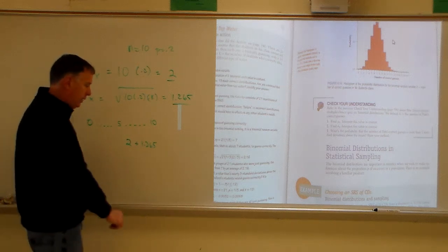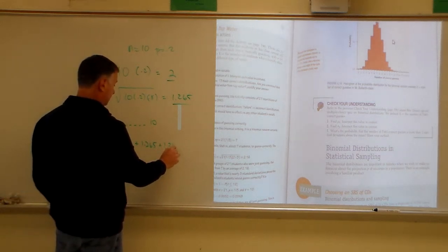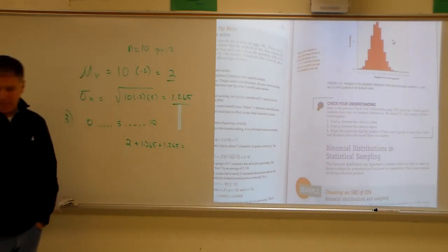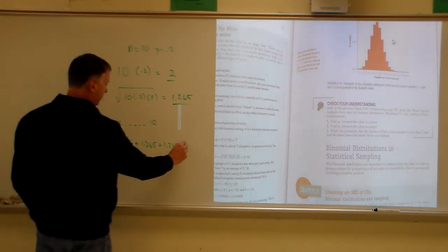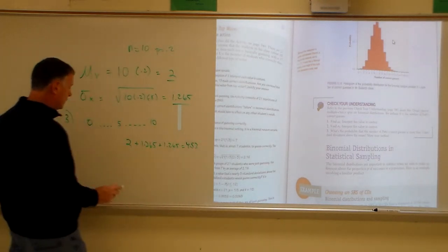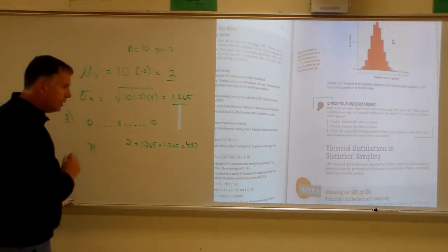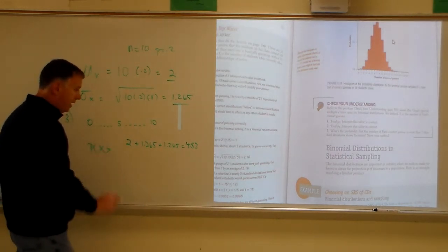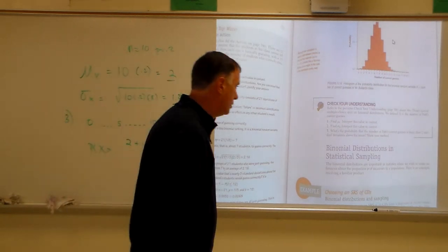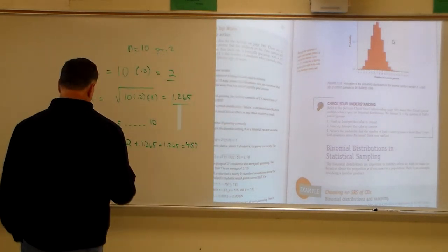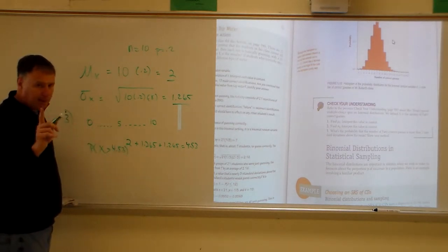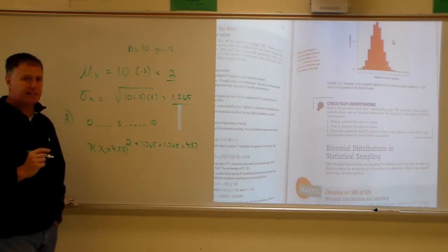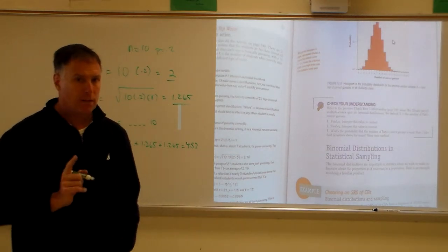We have 2 standard deviations above the mean, so we have to add that again. And if you do that, we should get 4.53. So really, we want to know the probability that x, our random binomial variable, is more than 4.53. More than, that's greater than, okay? It's not greater than or equal to, more than.